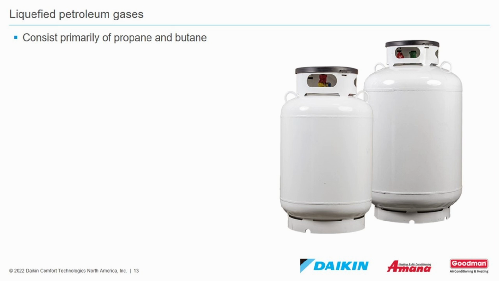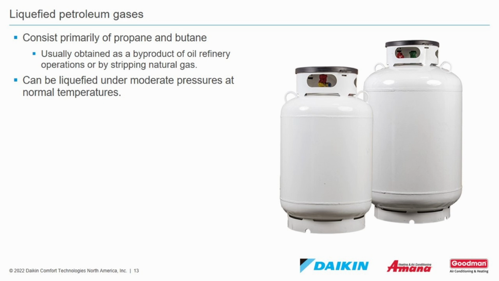LP, or liquefied petroleum gases, consists primarily of propane and butane, usually obtained as a byproduct of oil refinery operations or by stripping natural gas. It can be liquefied under moderate pressures at normal temperatures.